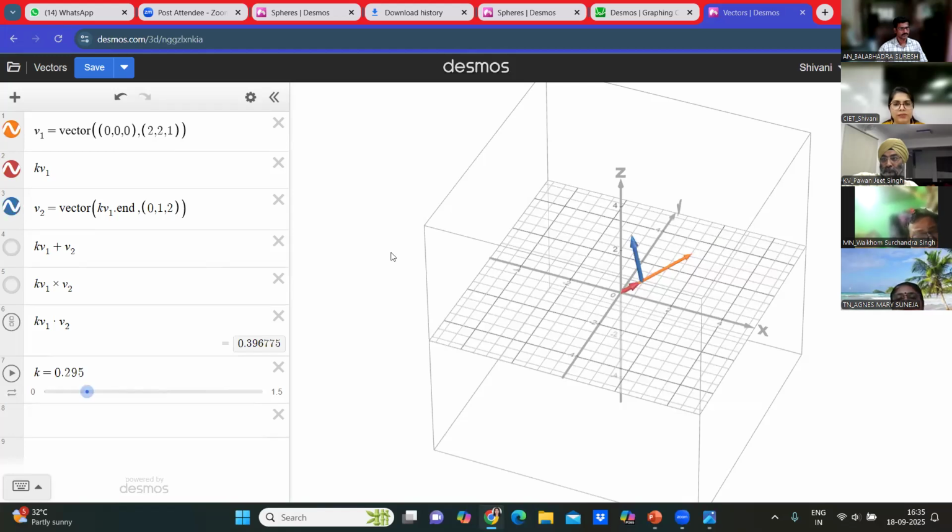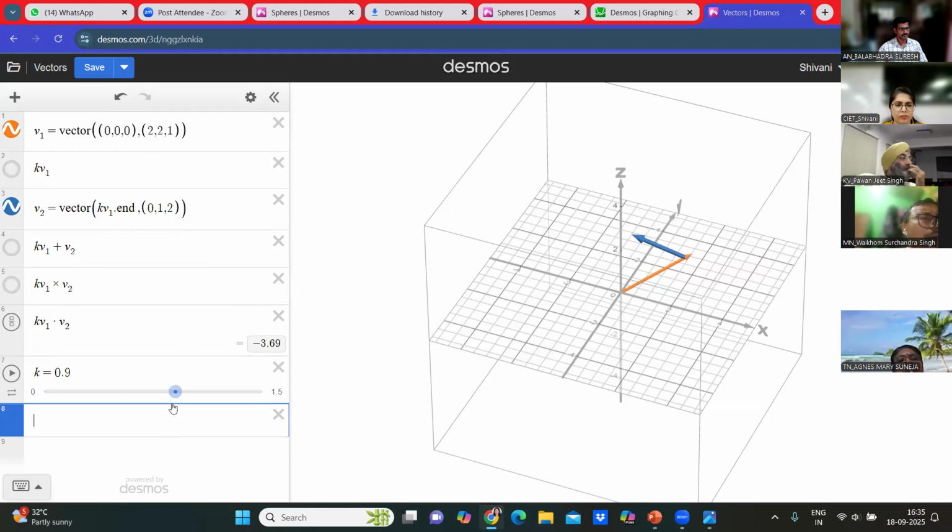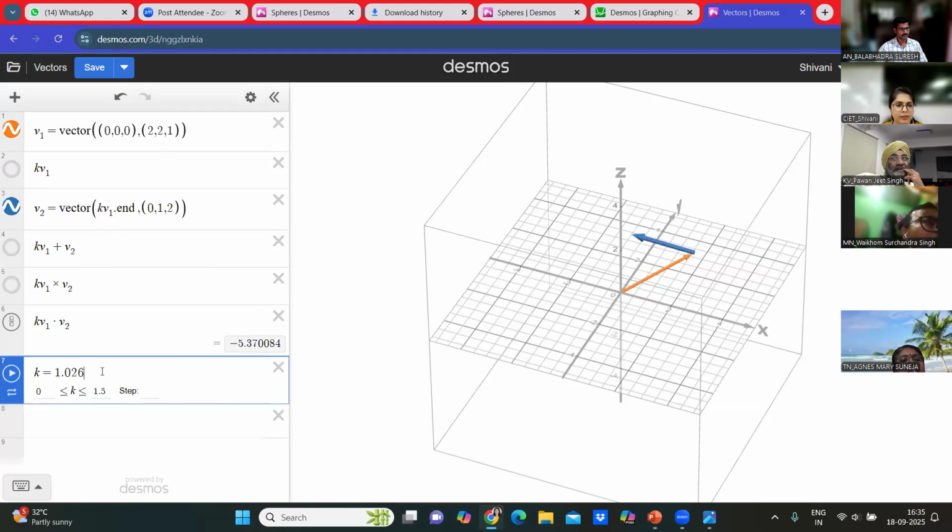Now the other vector is V2. V2 starts from this point to 0, 1, 2. So you can see V2 starts from this point to 0, 1, 2. I am increasing K for better understanding. I'm fixing K as 1. So you can see that the blue arrow represents the vector V2.